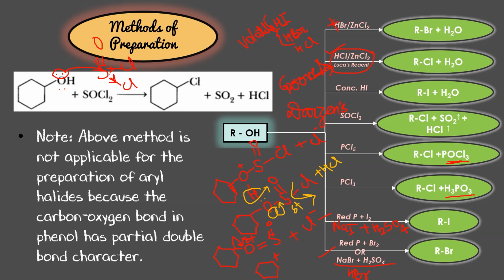The above method is not applicable for the preparation of aryl halide because we know that the carbon-oxygen bond in phenol has partial double bond character, and because of the resonance stabilization, it will not break easily. Here in that phenol we see there's a double bond over here, double bond and double bond. So the lone pair is involved in the resonance, and that's why this bond is not going to break easily, and hence this reaction won't occur further.